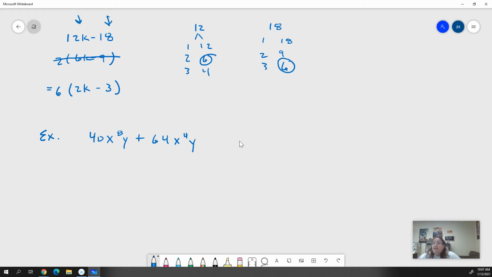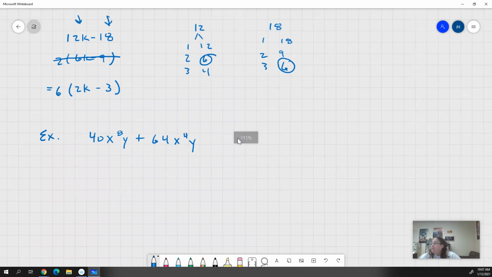Well, if I take out 2, I'm left with 20 and 32, and those are still divisible by 2, right? If I divide 40 by 2, I have 20. If I divide 64 by 2, I have... What's that? No, it's going to get even higher than that. Let's look at the factors of them, right?